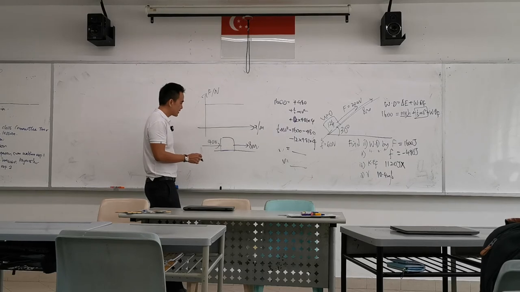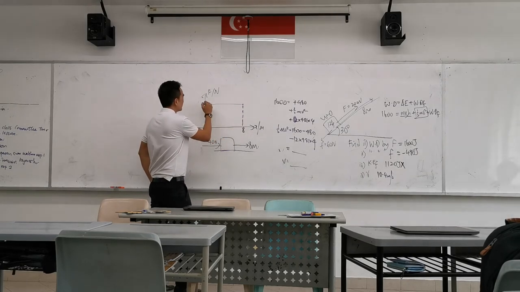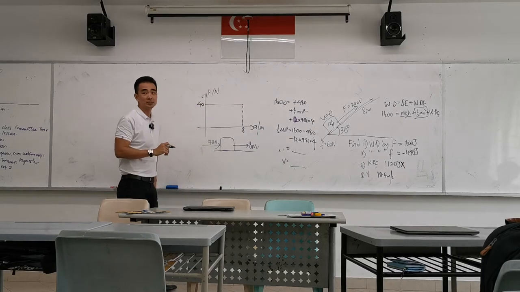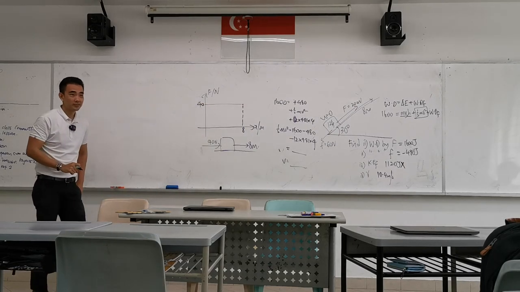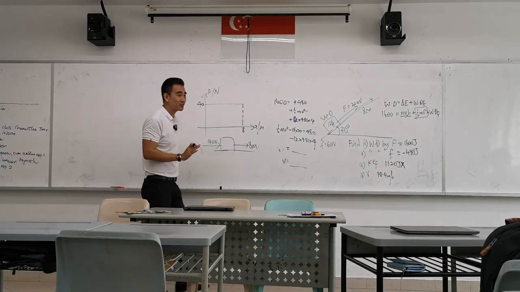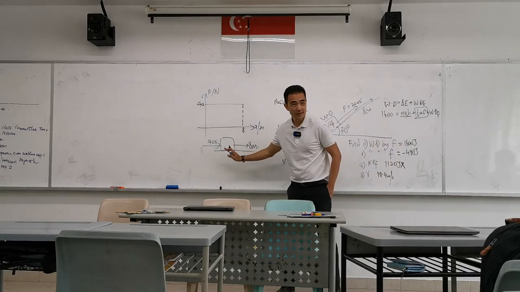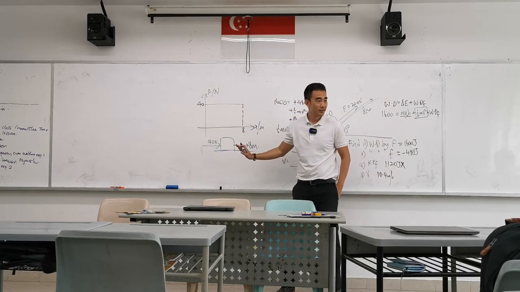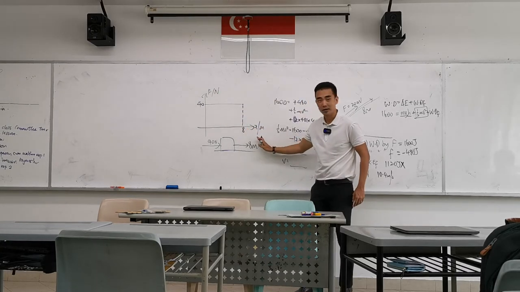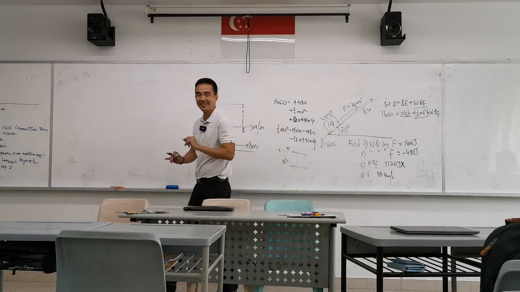Now, if I got a 40 newton force exerted on a mass over 8 meters, do you agree that the force displacement graph looks like this? Sometimes there is a trick, sometimes there is no trick. This force against displacement, it's a constant force. No trick. Relax, no trick.